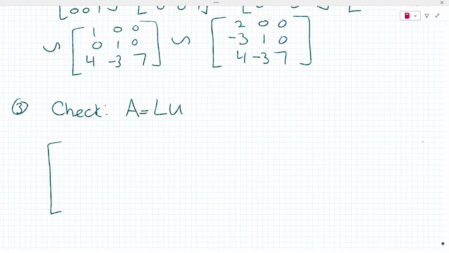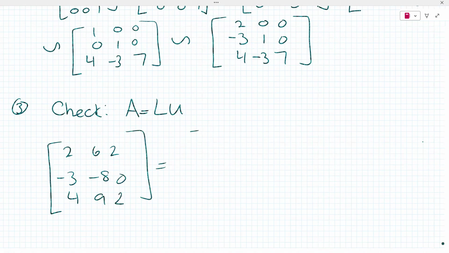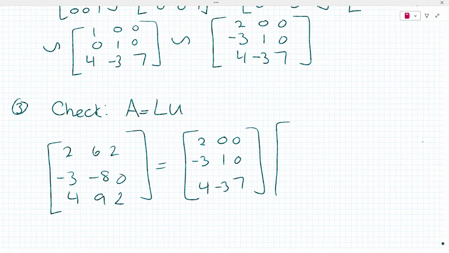So check. A was 2, 6, 2, negative 3, negative 8, 0, 4, 9, 2, equals your L, which was 2, 0, 0, negative 3, 1, 0, 4, negative 3, 7, and your U was 1, 3, 1, 0, 1, 3, 0, 0, 1.